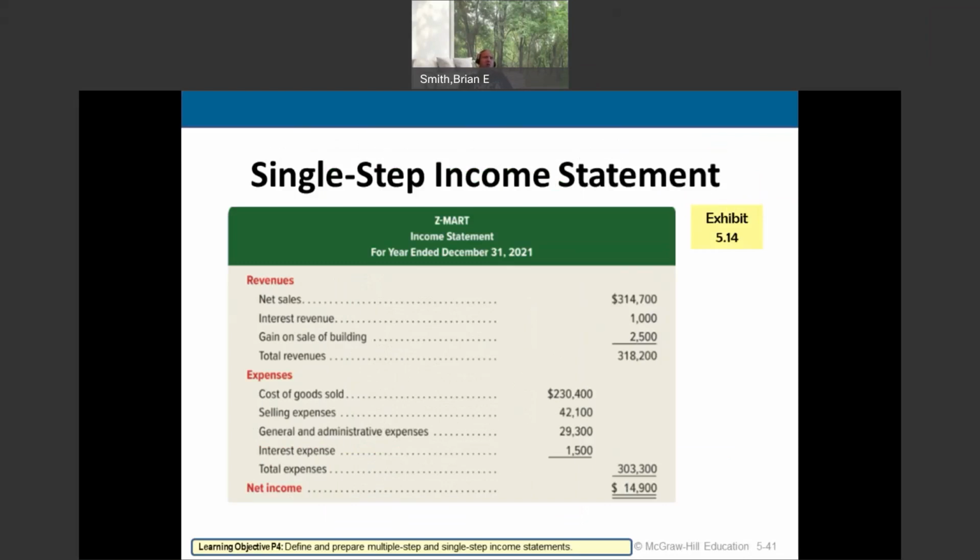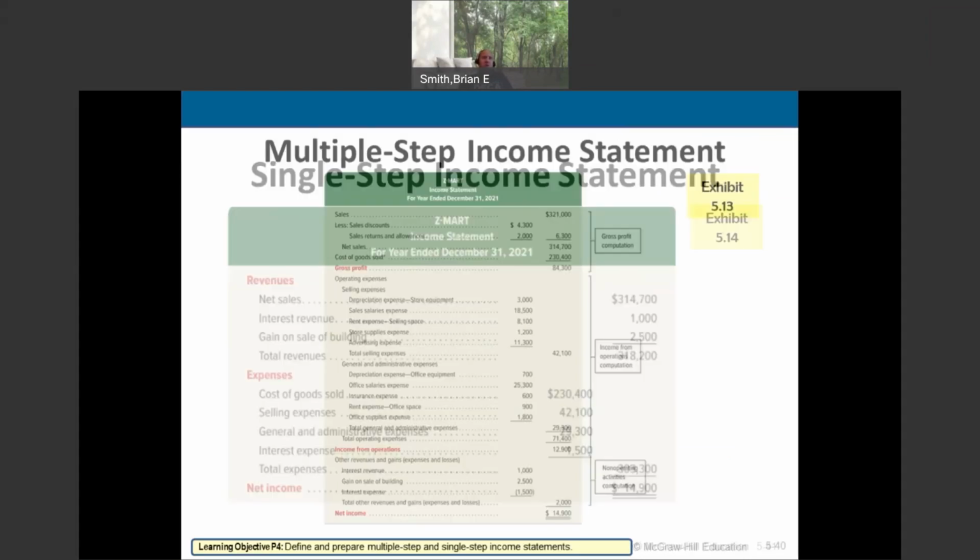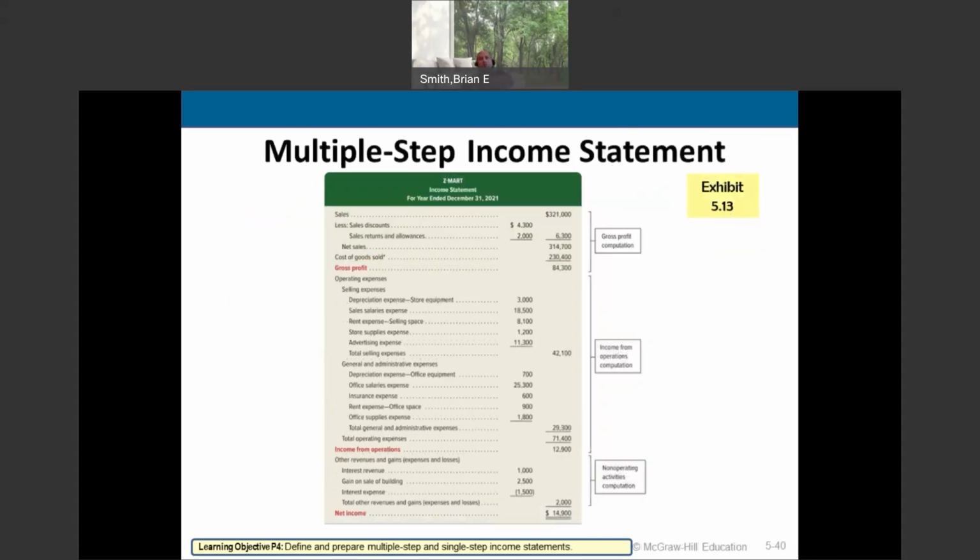But then on the multi-step income statement, you're going to go through and categorize things, similar to what we did with the classified balance sheet. We're going to categorize them in certain groups, like how we calculate gross profit. That's not anything earth-shattering, but we have operating expenses, we have selling and administrative, then general selling expenses, general administrative expenses. Then we have other revenues and gains. Okay, don't worry about other revenues or gains and stuff like that.